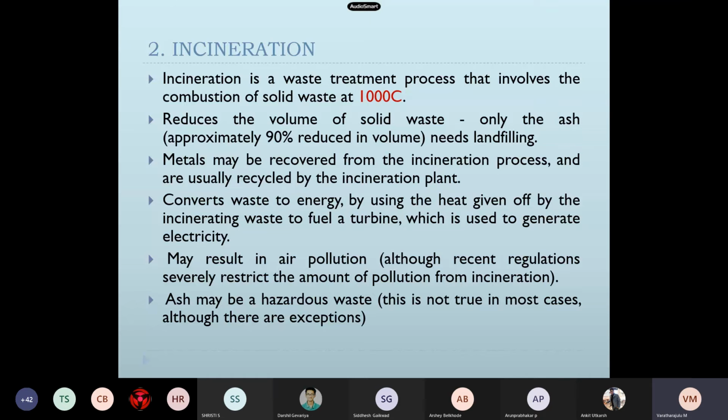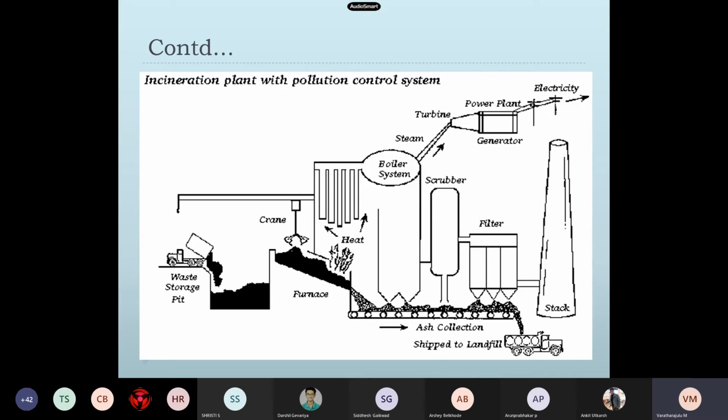Although recent regulations severely restrict the amount of pollution from incineration, the ash may be hazardous. Think about whether the ash might be hazardous. Yes, it can be, and handling would be very difficult. Ash is hazardous when it is not properly handled. And this is the incineration plant with a pollution control system.